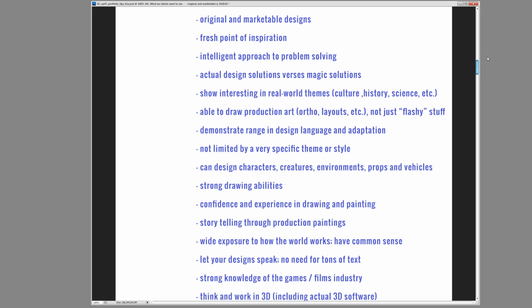The 3D artists generally don't work off of flashy paintings when they make a game or film. They need the production drawings. So showcase some of that in your portfolio.